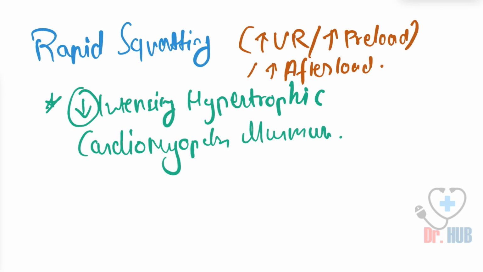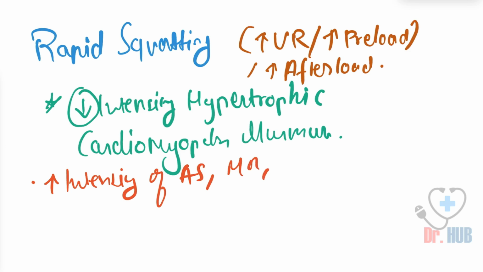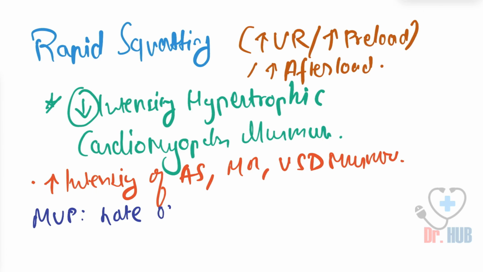Then there is also an increase in the intensity of the AS, MR as well as the VSD murmurs. Then when we look at the MVP, there's a late onset of the click or the murmur.